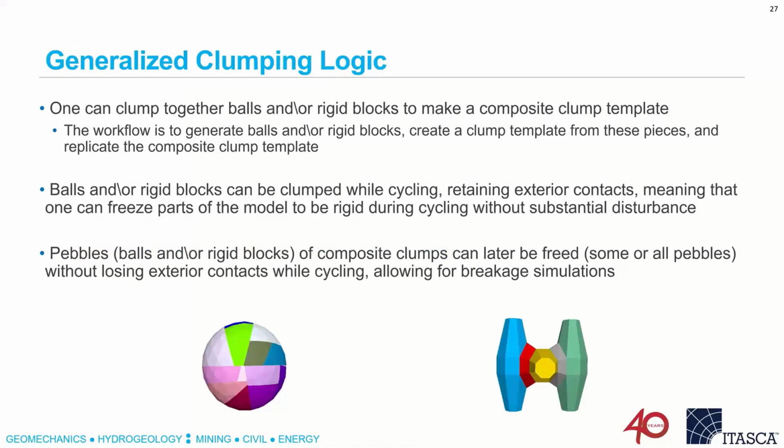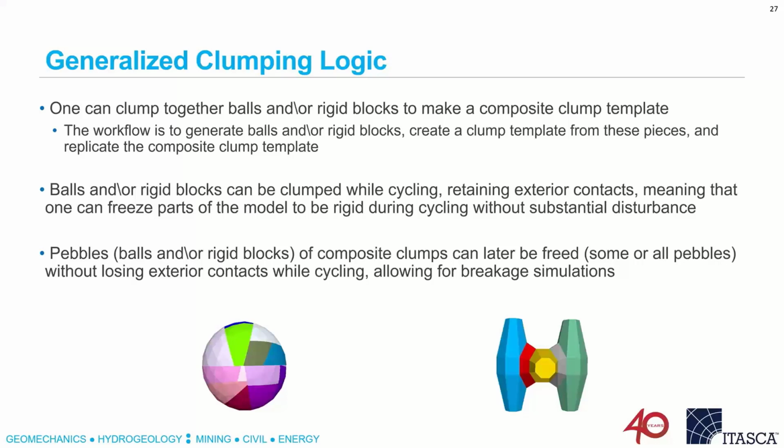So the clump logic has been generalized. Before, with clumps, you could just have pebbles, which were spherical particles. Now, the clumps can be composed of balls or clump pebbles or rigid blocks. It really only makes sense to say balls and rigid blocks, I think, right? And you can make then composite clump templates.